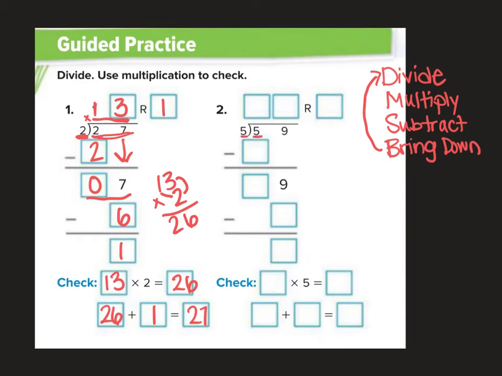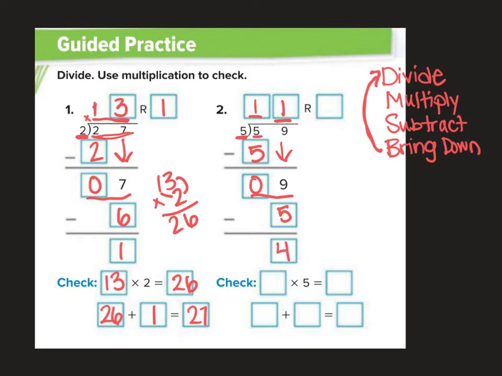5 divided by 5 is 1. Multiply. 5 times 1 is 5. And subtract. 5 minus 5 is 0. Bring it on down. And bring it on back to divide. 9 divided by 5 is 1. Multiply. 5 times 1 is 5. And subtract. 9 minus 5 is 4.